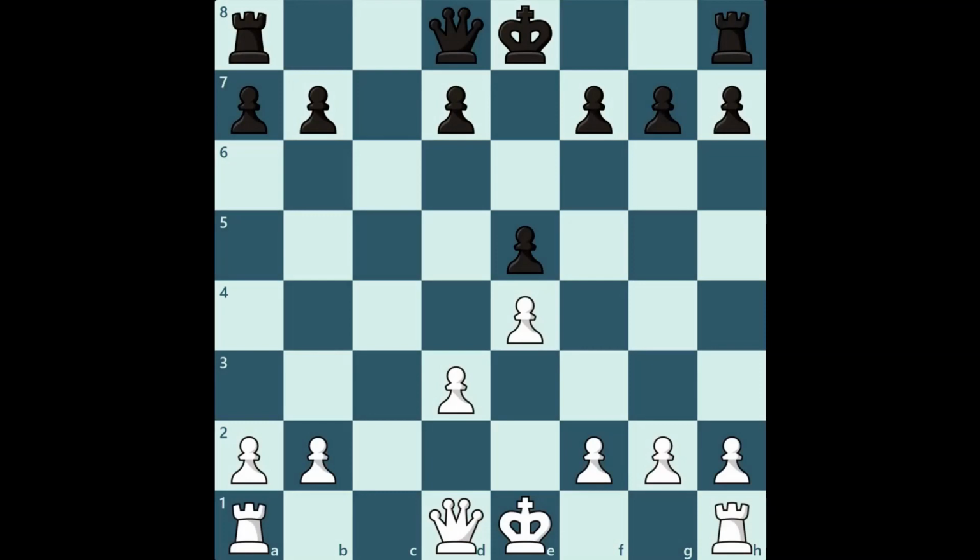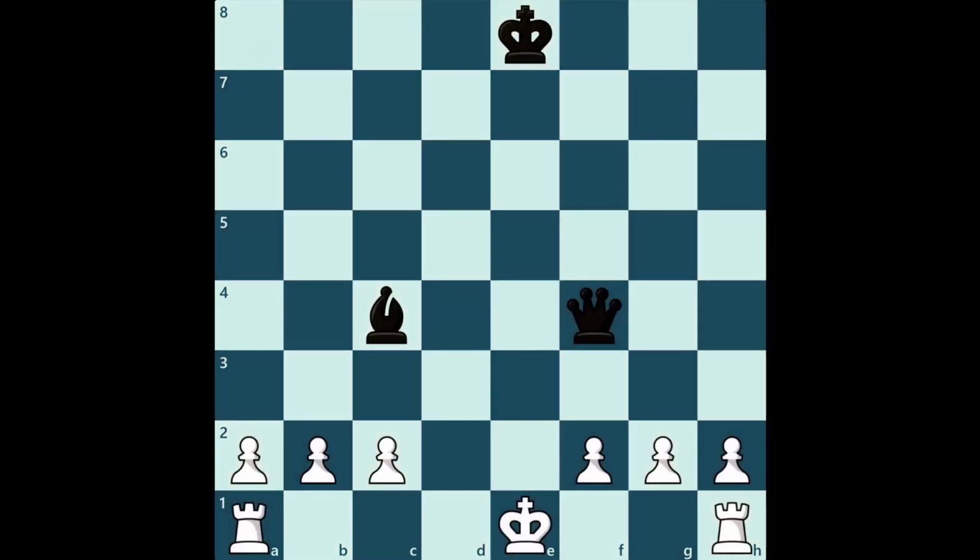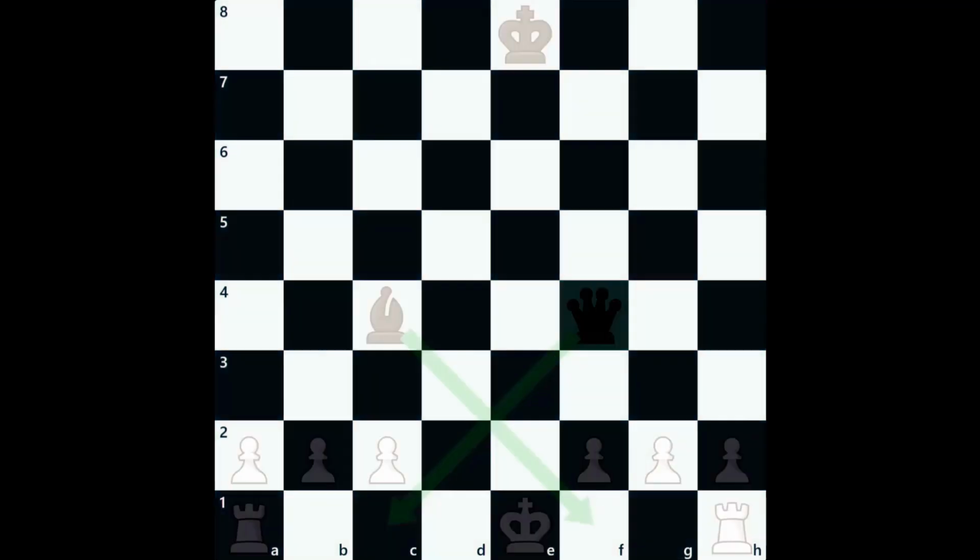However, there are a few conditions that may prevent you from castling. First off, you cannot castle when you are in check. You must first deal with the check before trying to castle. Secondly, you cannot castle if your king would castle through a check, or after castling, your king would land into a check.